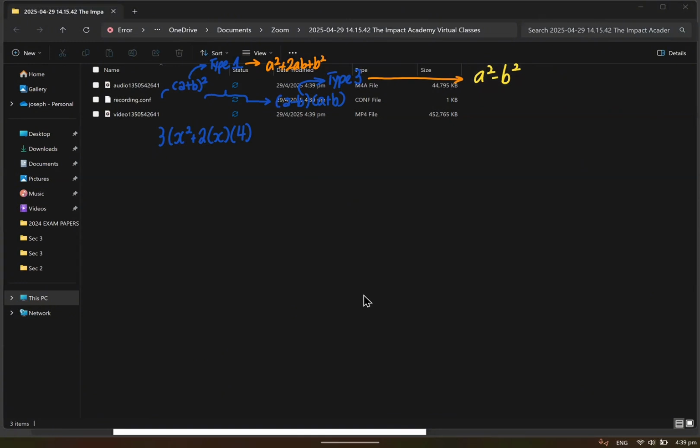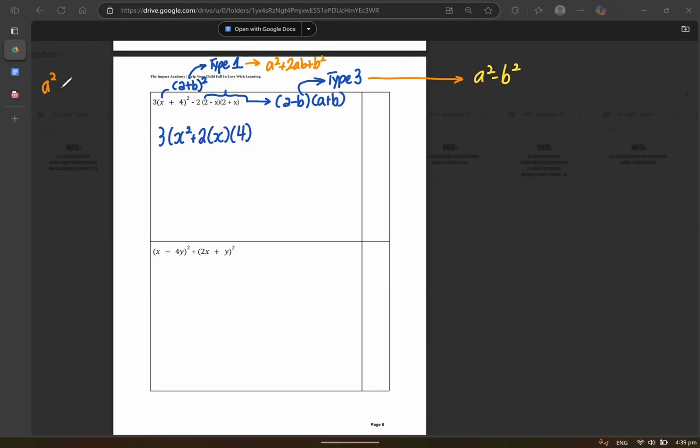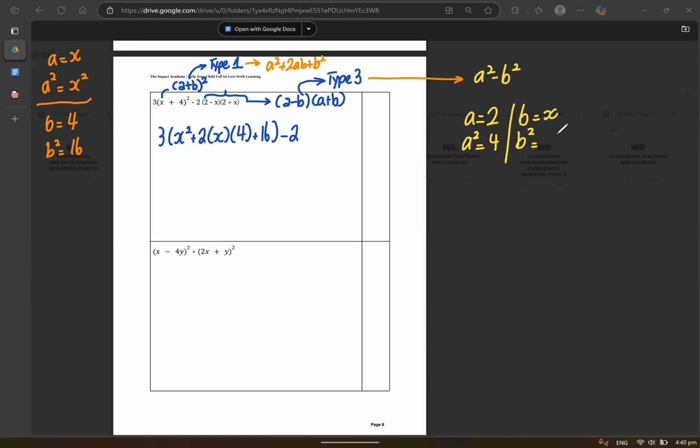From here itself, you can see that my a squared, my a is x. So your a is x, and these squared are x squared. These are called your workings. You understand? So you are going to obviously have plus 16 over here. Minus 2 remains, but we can write this one over here. Your a is 2, your a squared is 4, your b is x, your b squared is x squared. Agree or disagree?